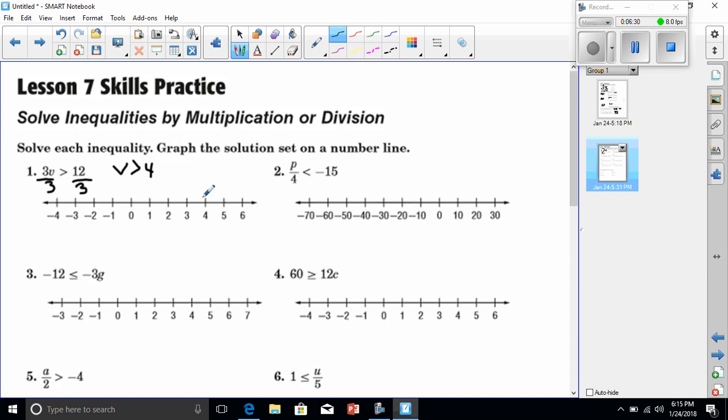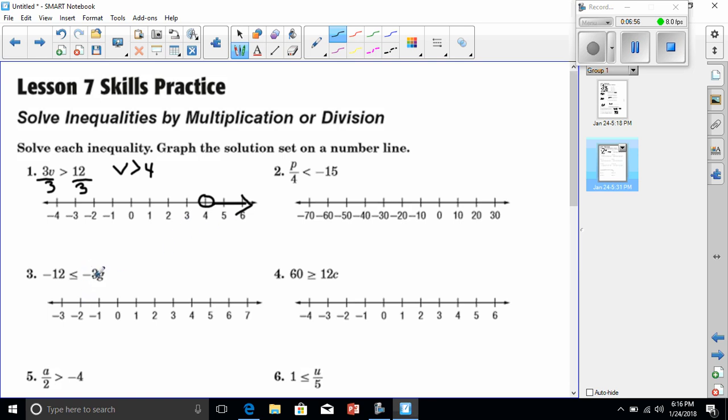So if I go to my number line, I don't have the greater than or equal to, so I will have to go to 4 and circle it. And since v is greater than 4, okay, then I know that my line is going to be pointed in this direction.